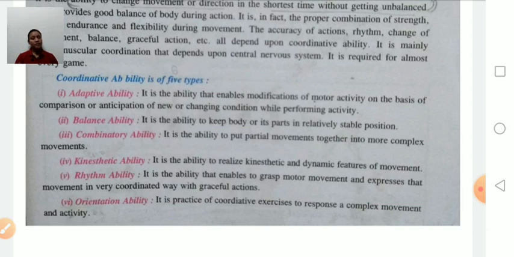For example, in the playground. ठीक है. Orientation ability is the ability to adjust himself as per the time and condition of the place. जैसा टाइम है, जैसा कंडीशन है, उसी के अनुसार अपने मूवमेंट को एडजस्ट करना. ठीक है, अपने आप को एडजस्ट करना.